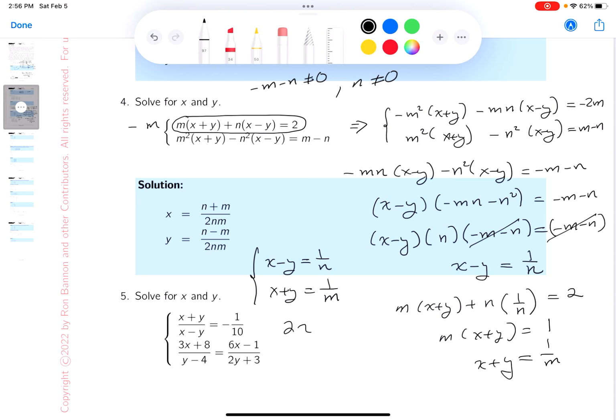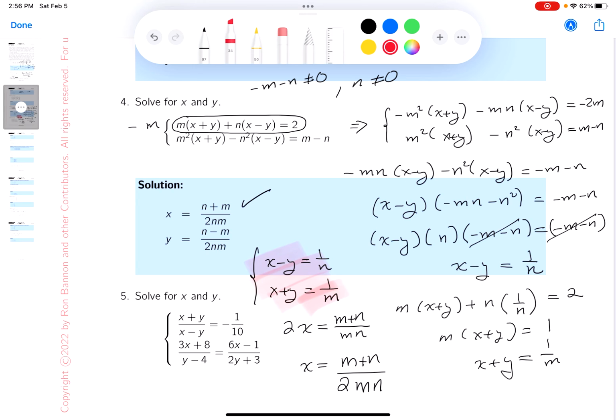You would get 2x equals (m plus n) over mn. So x would be equal to (m plus n) over 2mn. That's done there. All right? Now, again, there's a variety of ways of getting something else out of it, but I'm still going to be looking at these two over here. And I want to emphasize this. These are really simple equations to look at.